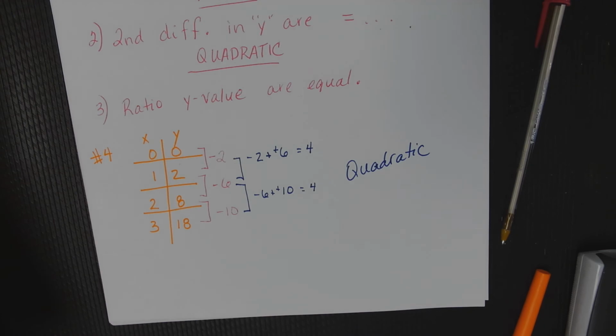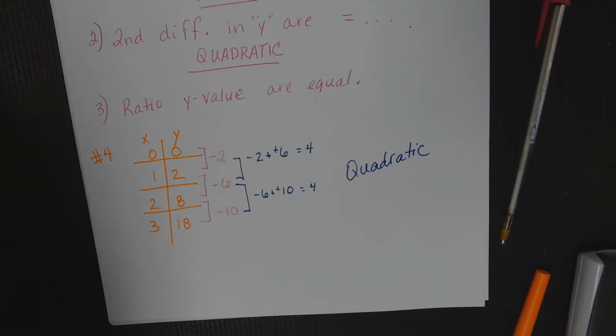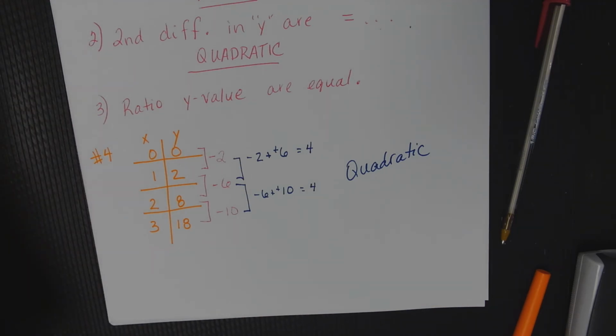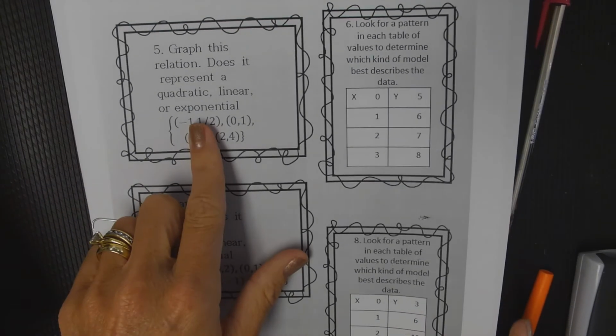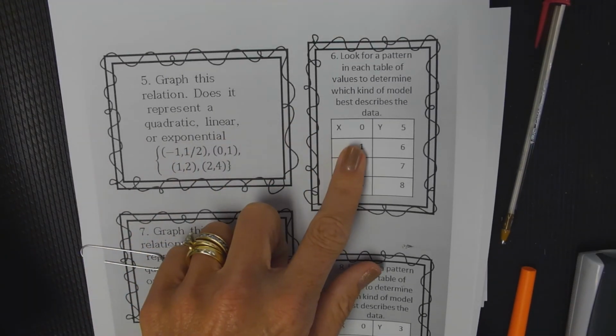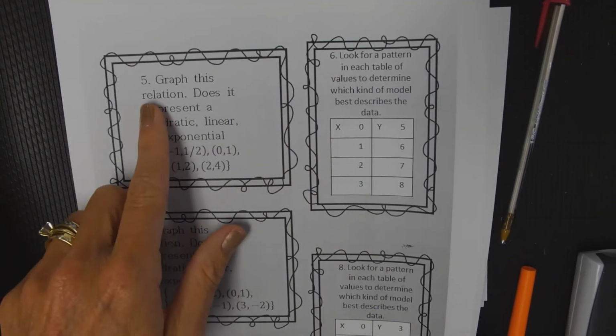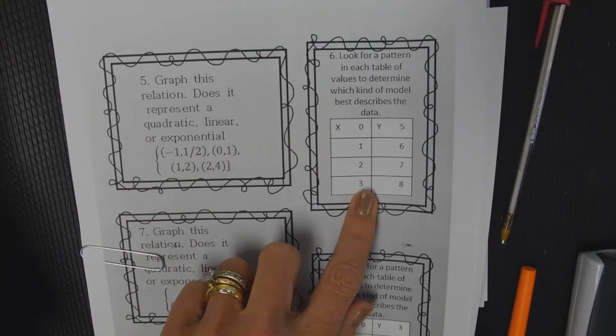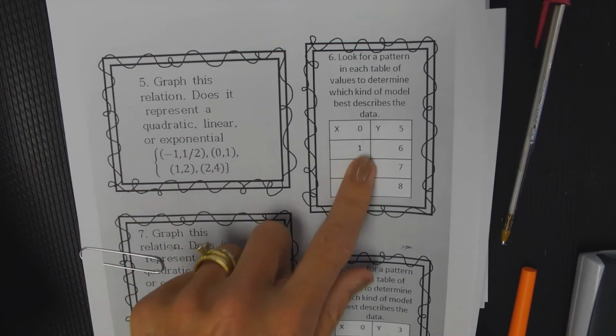Now let's look at number 5, which should be a graph. Okay, what I want you to do now, do 5 and 6. Here's 5, and here's 6. Do this on your graph paper, and number 6 is another table. So do these two now.